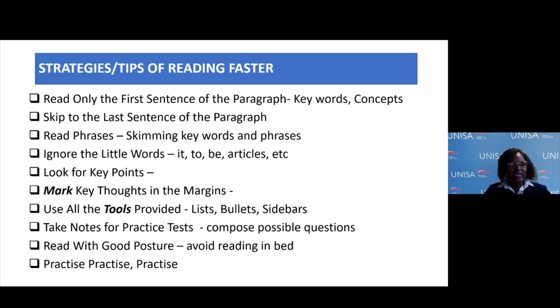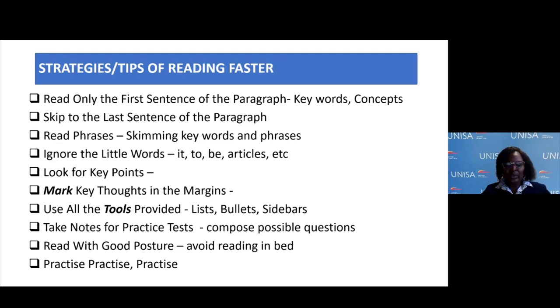and then you start extrapolating the keywords, the phrases, and remember you are reading fast. You ignore some little words such as it, to be, all those articles, because all that you are focusing on is to get the gist of the matter. What is it that the author is saying? So your focus is on the keywords, the key concepts, the main ideas. You look for those key points, and when you are reading, you are marking those thoughts, those main ideas on the margins.